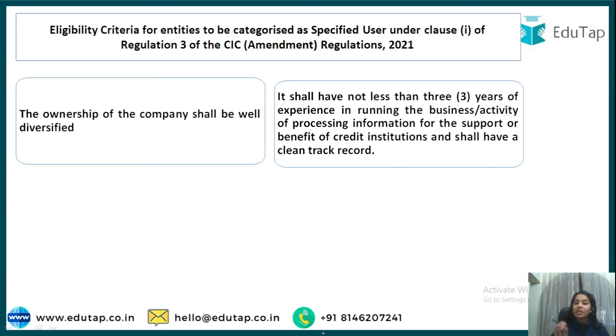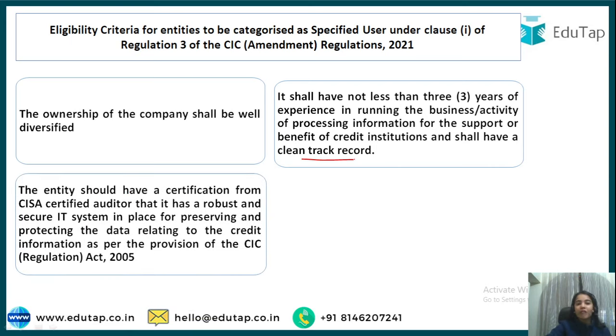So this point specifies the financial companies majorly: they should not have less than 3 years of experience in the processing of information and shall have a clean track record. If they are defaulters, and do not have a clean track record, then they won't be allowed to be specified users of the information.